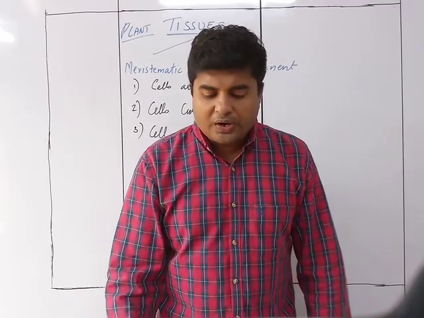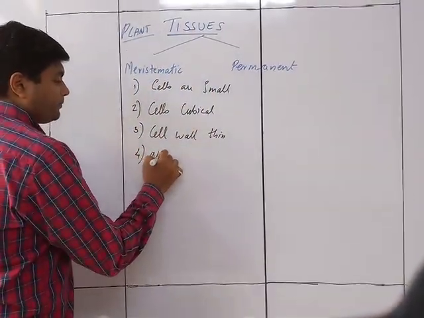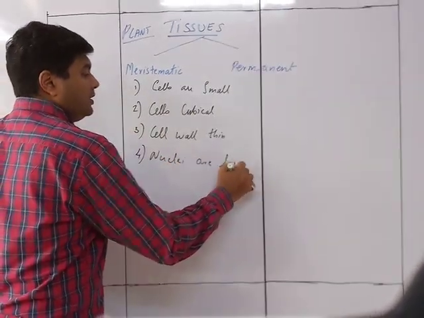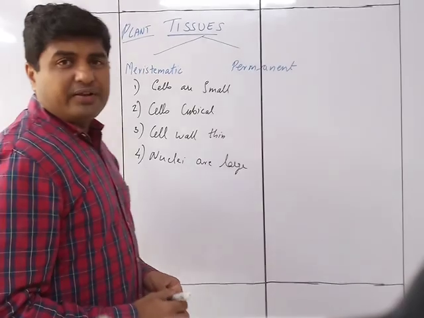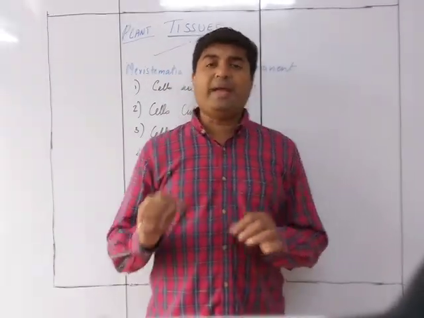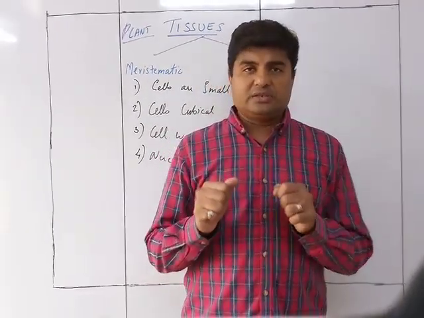Third is nuclei are large. Now this is very important. Nuclei are large. See, during cell division, what is going to divide? It is the nucleus which is going to divide. So the main thing required in cell division is the nucleus.